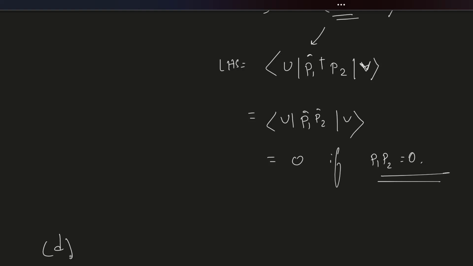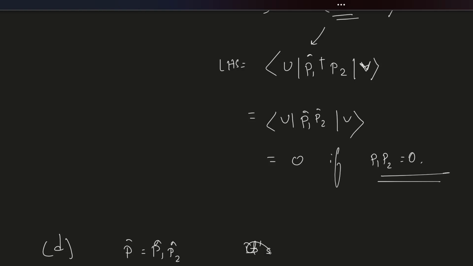Now option D was incorrect. It said that the product of two projection operators has to be a projection operator. That is not true. So let's see that if the product of two projection operators is P, that means P equal to P1 P2.